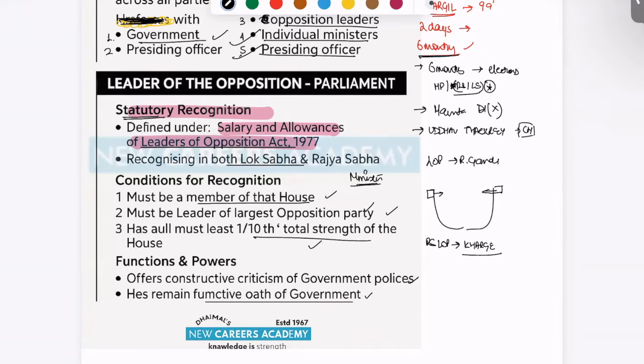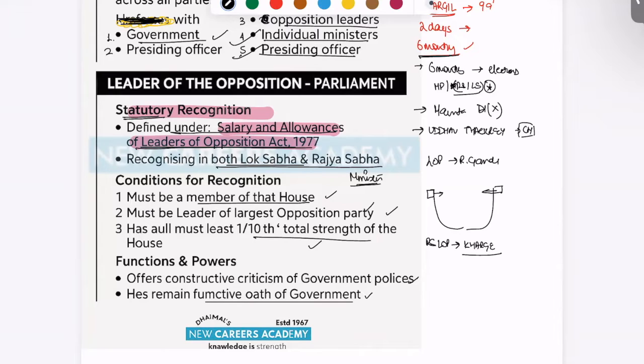Major of it. Who's the leader of opposition? सबसे पहले तो leader of opposition का same है. 1/10 members होने चाहिए. According, this is given. कहाँ पे given है? Salaries and allowance of leaders of opposition act and recognized in both Lok Sabha and Rajya Sabha. What's the strength? 1/10. The leading opposition party जिसकी ज़्यादा strength होगी वो 1/10 पे that person will be. He is the only person apart from the ministers who enjoys all the powers of the ministers.